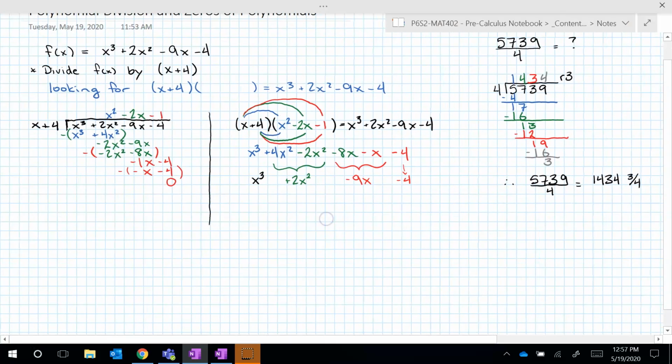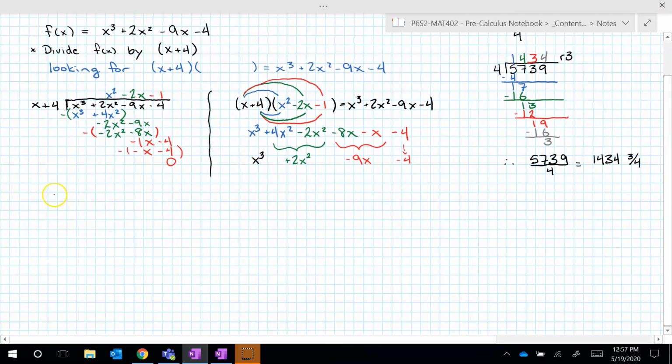I have two different things this is telling me. One is that x cubed plus 2x squared minus 9x minus 4 divided by x plus 4 is equal to x squared minus 2x minus 1, and I have no remainder. It's a perfect factor. It goes in evenly into that.